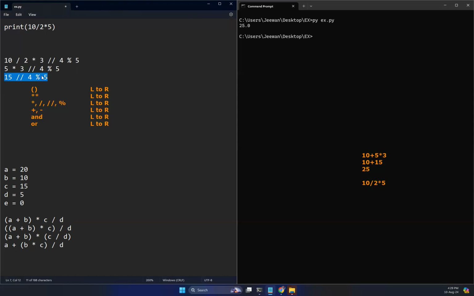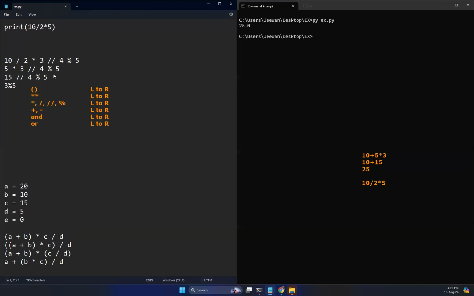Floor division gives you only the integer value. And 15 divided by 4 is what? 3 times 4 is 12, so you have 3 point something. Therefore, you get only 3. Then 3 modulus 5: when you divide 3 by 5, the quotient is 0 and the remainder is 3. Therefore, the answer would be 3.